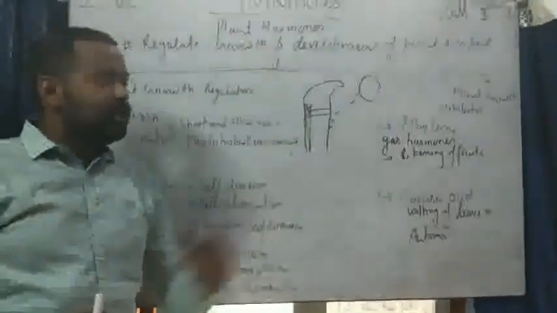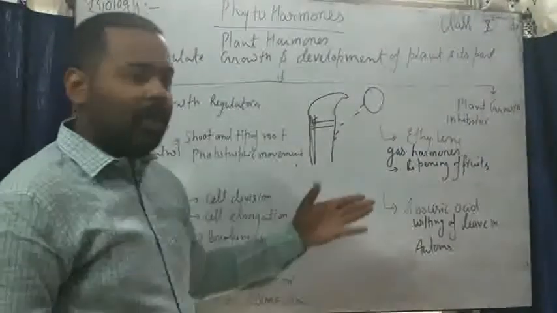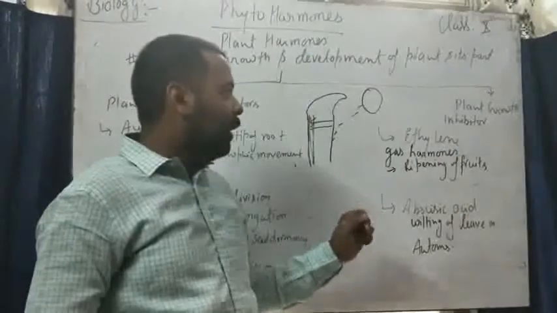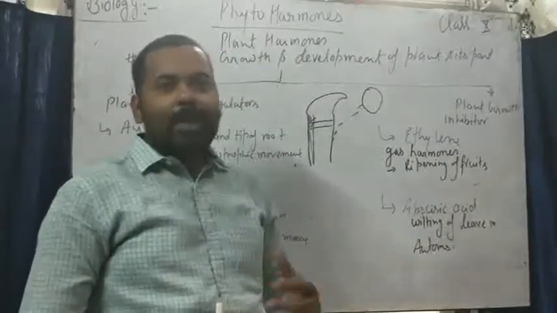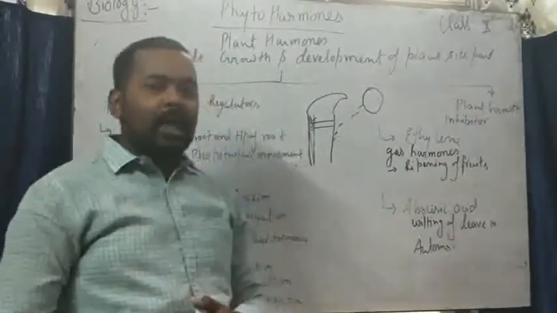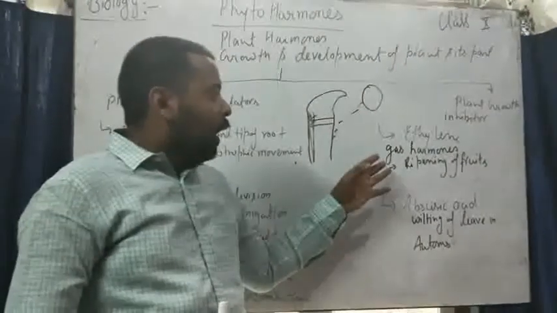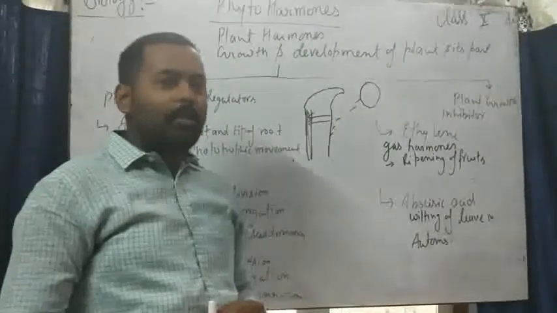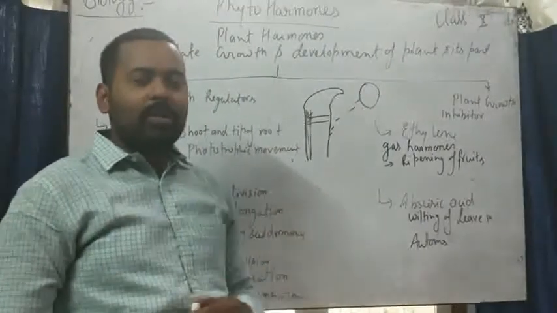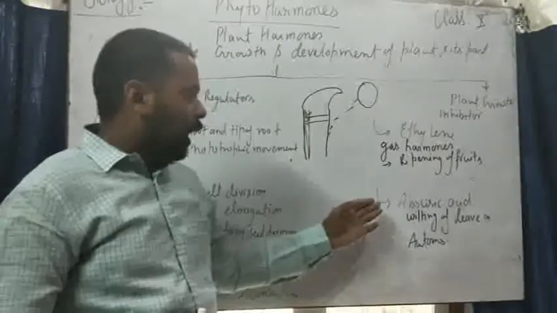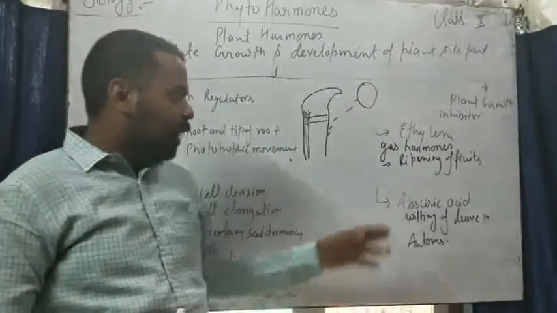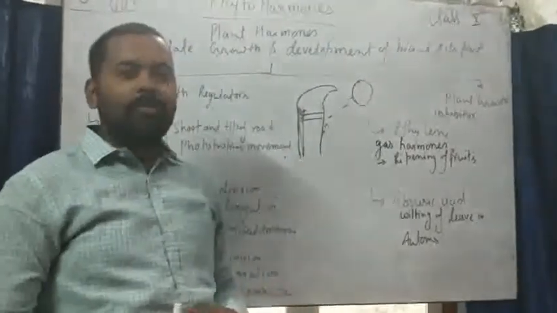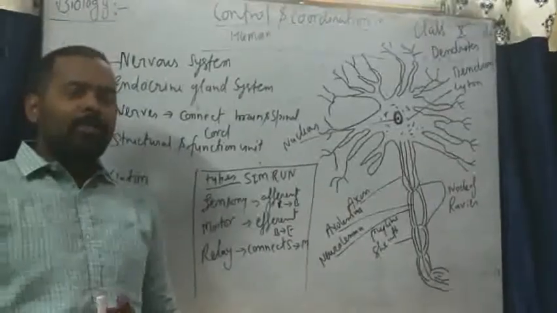And now moving towards the plant growth inhibitors, as we already learned, the group of hormones which inhibit the growth of the plant. First is ethylene. Ethylene is a gaseous hormone, and it also helps in ripening of the fruit because it produces an excessive amount of carbon dioxide which changes the color of the fruit. And the last one is abscisic acid. Abscisic acid is the hormone which helps in wilting of the leaf in the autumn season. Now the plant part is completed.